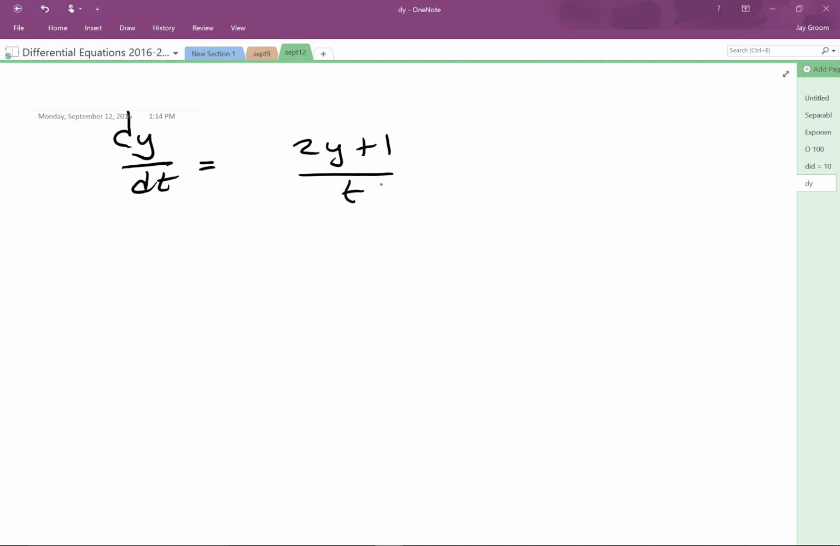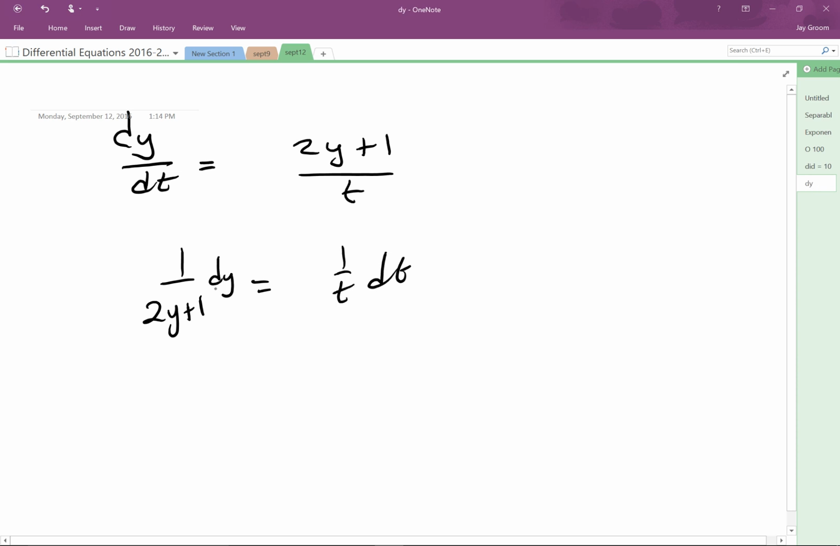This one is separable because, again, I can get the t's and the y's apart because they're either multiplied or divided by each other. So I will leave the t where it's at, and I will put this business on the other side, like so. And 1 over t dt. Don't forget your dy. There you go. Let's integrate this.